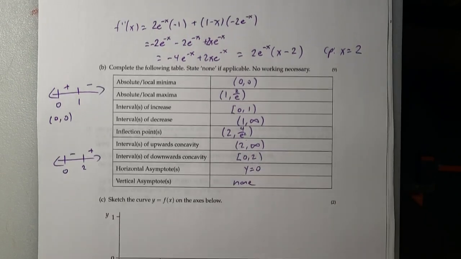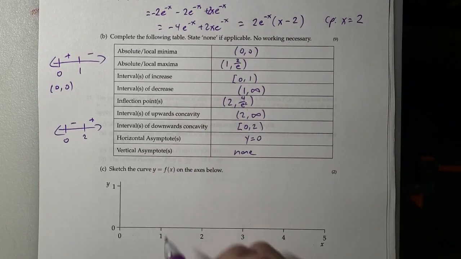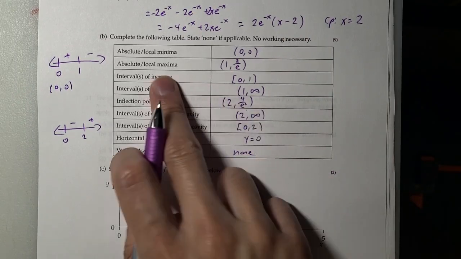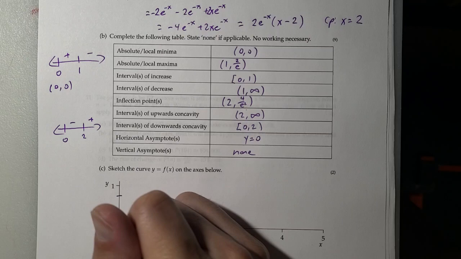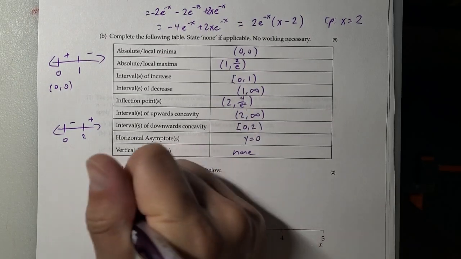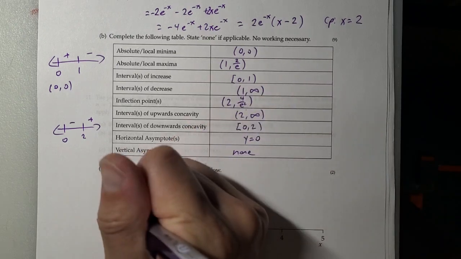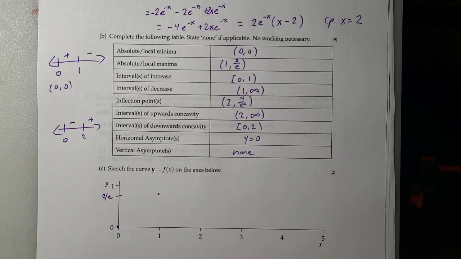Okay? Now we're asked to sketch f. Okay, so we have this whole table here. This should help us out. So we said there is a max at x is equal to 1. And well, actually, first of all, there's a point 0, 0. That's where it starts. There's a max at x is equal to 1. The value is 2 over e. Okay, so we'll have a point there.